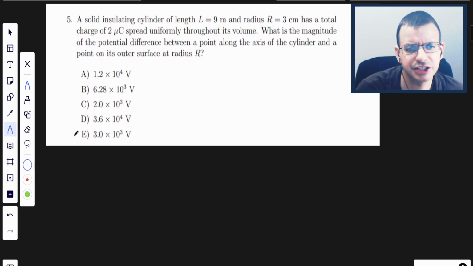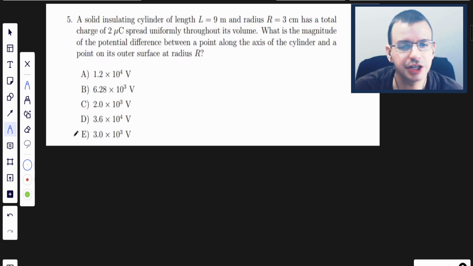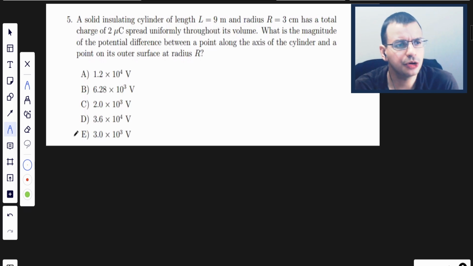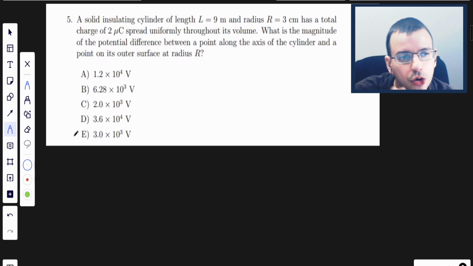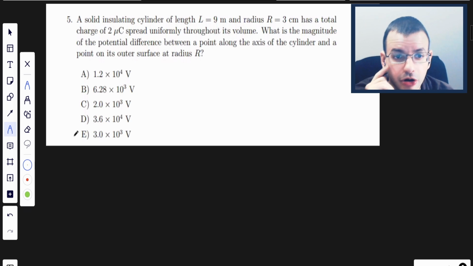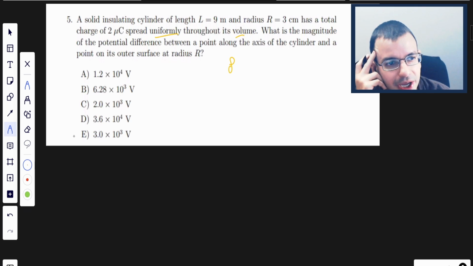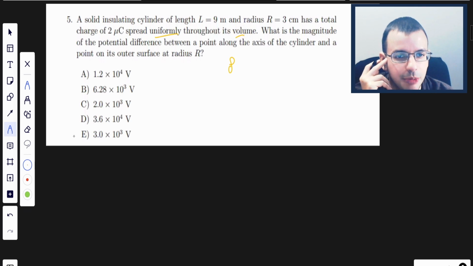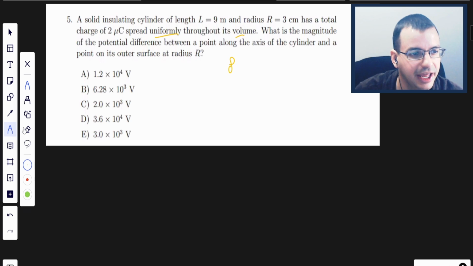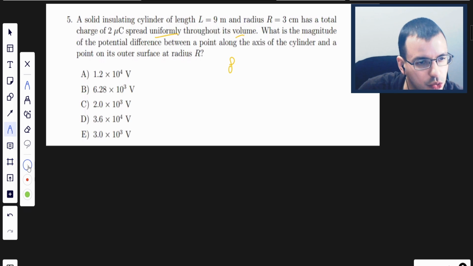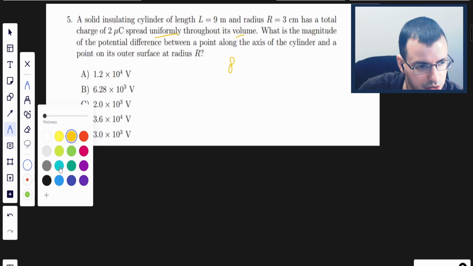A solid insulating cylinder of length L equals 9 meters and radius R equals 3 centimeters has a total charge of 2 microcoulombs spread uniformly throughout its volume. That means a rho, a volumetric charge density. What is the magnitude of the potential difference between a point along the axis of the cylinder and a point on its outer surface, radius R?